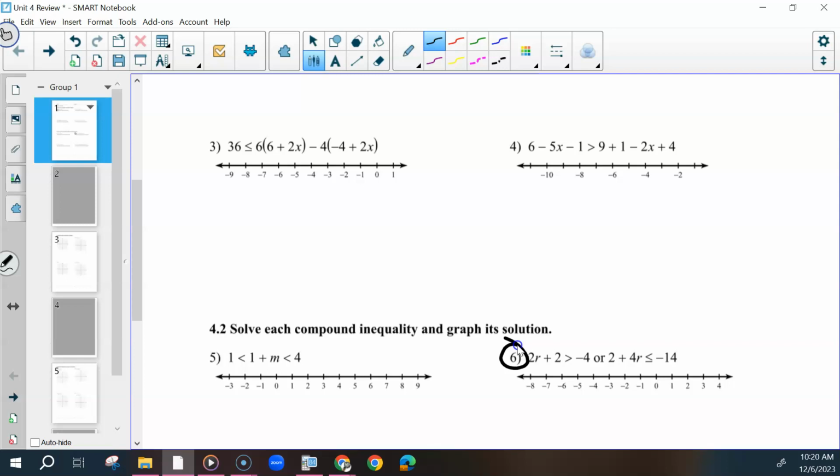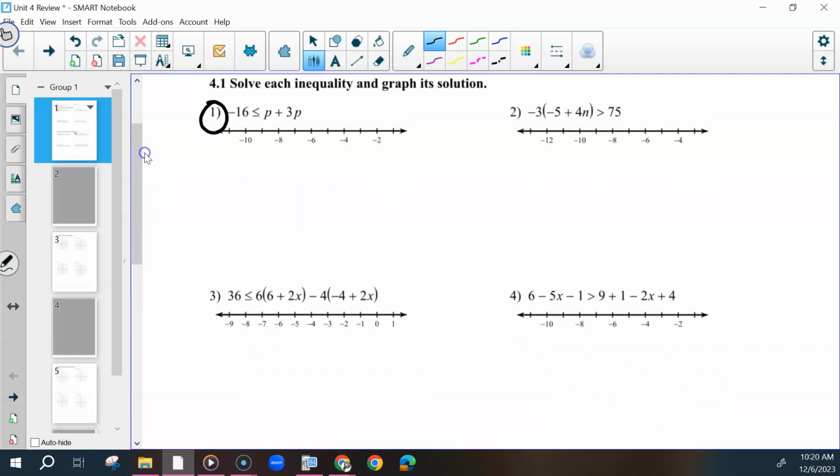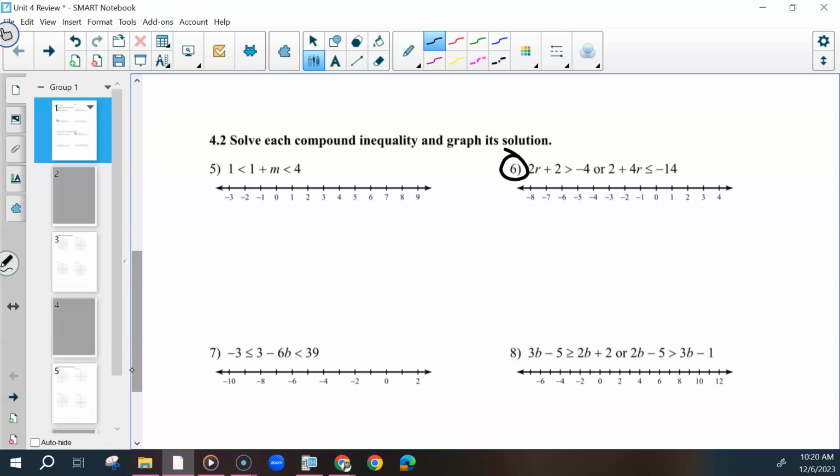No. Any others? 3. Okay. 2 from this is good. Are there any others from this section? 8.